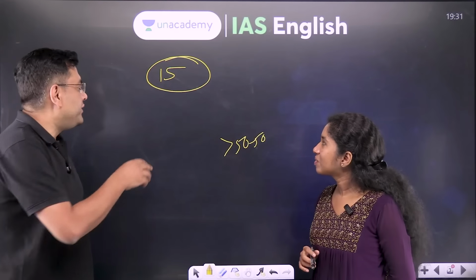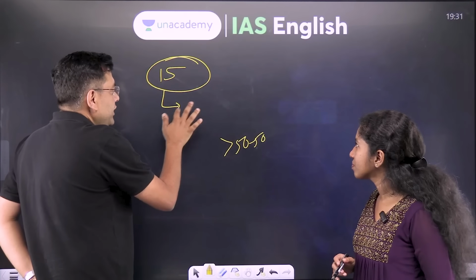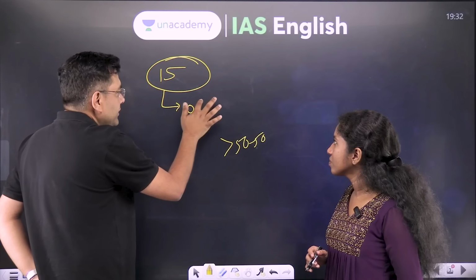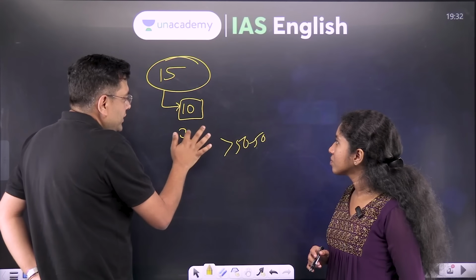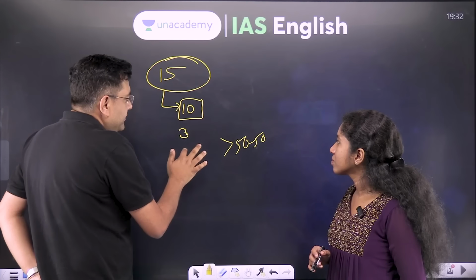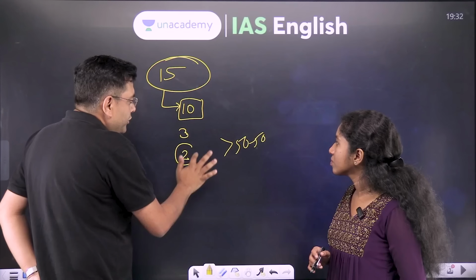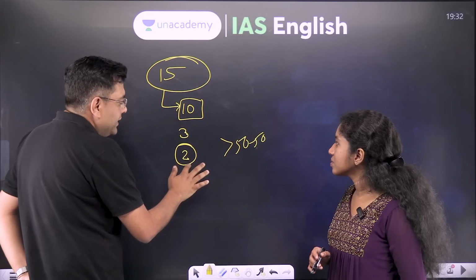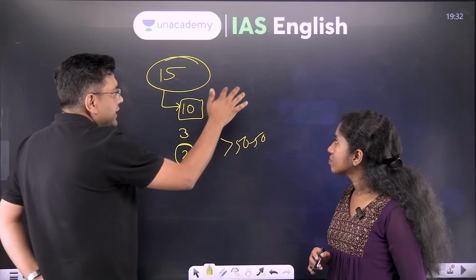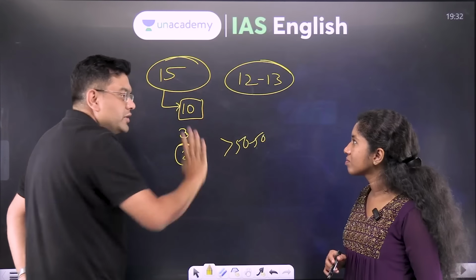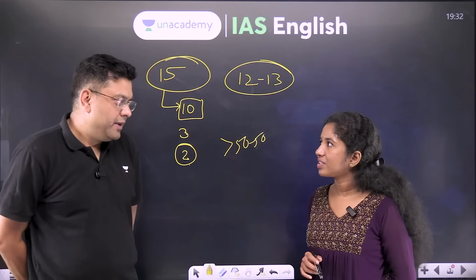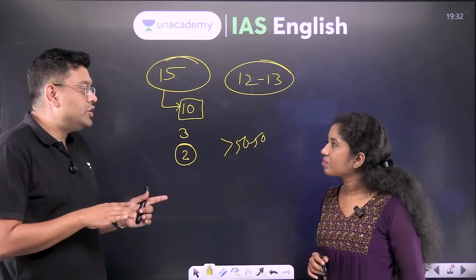Okay, so out of 15, let's suppose the conceptual questions will be around 10. 10 of them will be conceptual. Let's suppose 3 of them will be factual, right? And 2 of them, let's suppose trivia based or map based. So out of this, can you say that 12 to 13 marks can be gained, 12 to 13 questions can be attempted in geography? Yes, sir. But you have to pay attention to concepts.